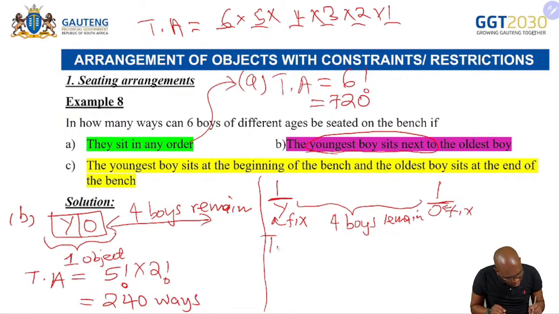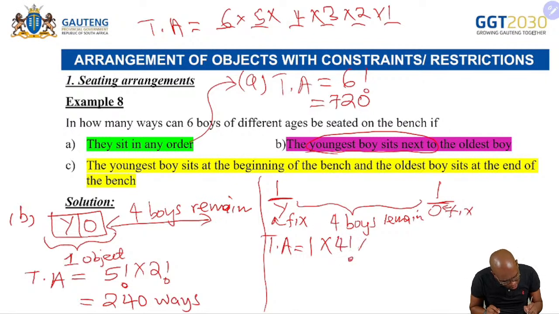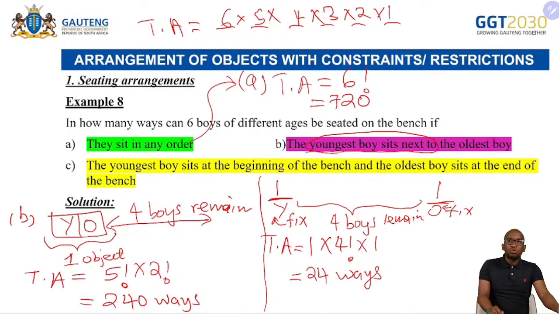So the total arrangement in this case would be 1 times the 4 boys that are remaining can interchange positions. They can do that in 4 factorial ways, and then the oldest can sit in the last position. So it's 1 times 4 factorial times 1. So we get that this would simplify to 24. So there would be 24 ways.